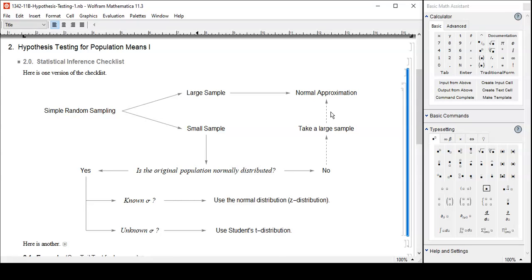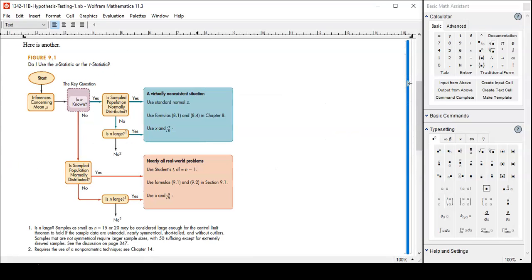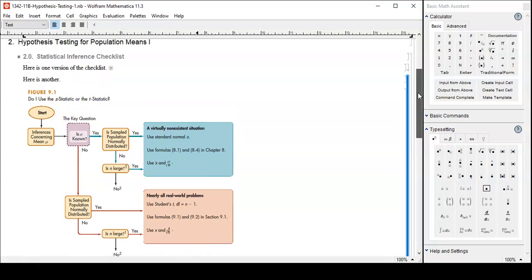If not normally distributed, then tough luck. You have to go back to the survey design or sample design to begin with and then take a larger sample and start over. This kind of thing you won't have to worry about at all as far as you're taking exams or doing homeworks or things like that in class. Outside class, it's important. Here's another version of it based upon the textbook.